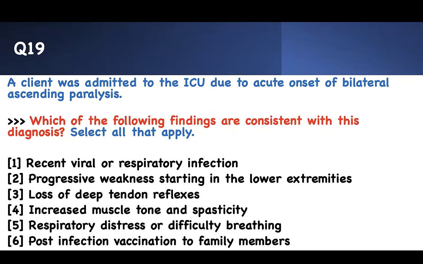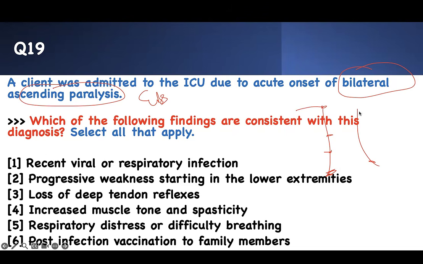19. The client was admitted to the ICU with acute onset of what? Bilateral ascending paralysis. The buzzword is what? Bilateral ascending paralysis. Which of the following findings are consistent with the diagnosis? There's a buzzword there, and I want you to write it down. If you never heard it before, that's all you need to answer the question. Bilateral ascending paralysis. This is GBS, Guillain-Barré syndrome. What do you think? In Guillain-Barré syndrome, they have weakness from the leg to the knee, to the abdomen, to the upper extremities, then the airway. Ascending paralysis.